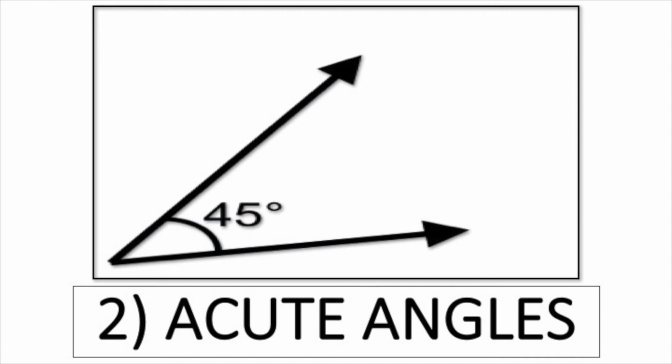Acute angles. Now, what's the number you see in the picture now? What number can you see? 45. Is 45 more than 90 or less than 90? Less than. Well done. So remember, acute angles are always less than 90 degrees. Can be 1 degree up to 89 degrees. If it's less than 90 degrees, it's an acute angle. Okay? And you can see it's smaller than a right angle.